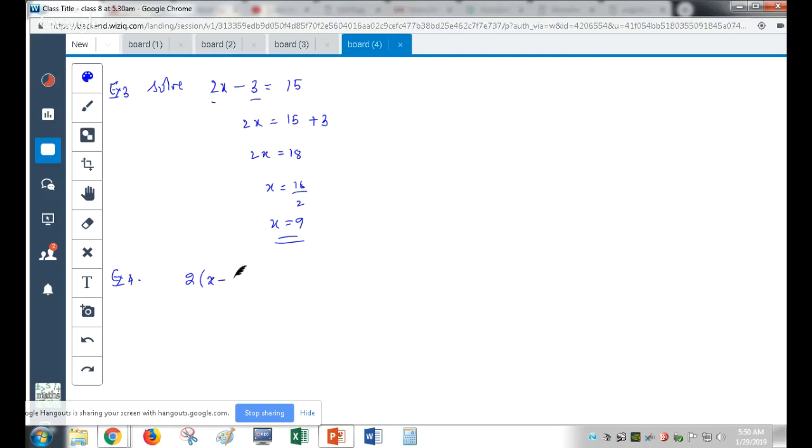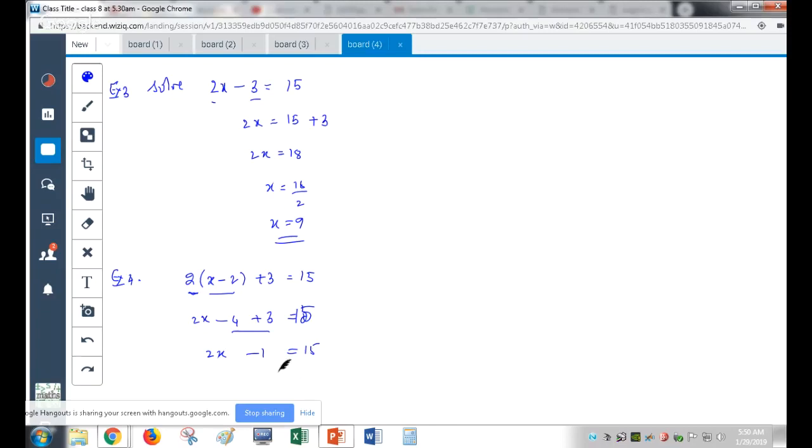2 into x minus 2 plus 3 is equal to 15. Now, what rule do you have to apply? First, you have to remove the bracket. So, remove the bracket. That means you have to multiply the inside things with 2. So, 2 into x, 2x, 2 into 2, 4 plus 3 is equal to 0. Sorry, 15. Now, these two are constants, like terms. You have to add: minus 4 plus 3 is minus 1, is equal to 15.